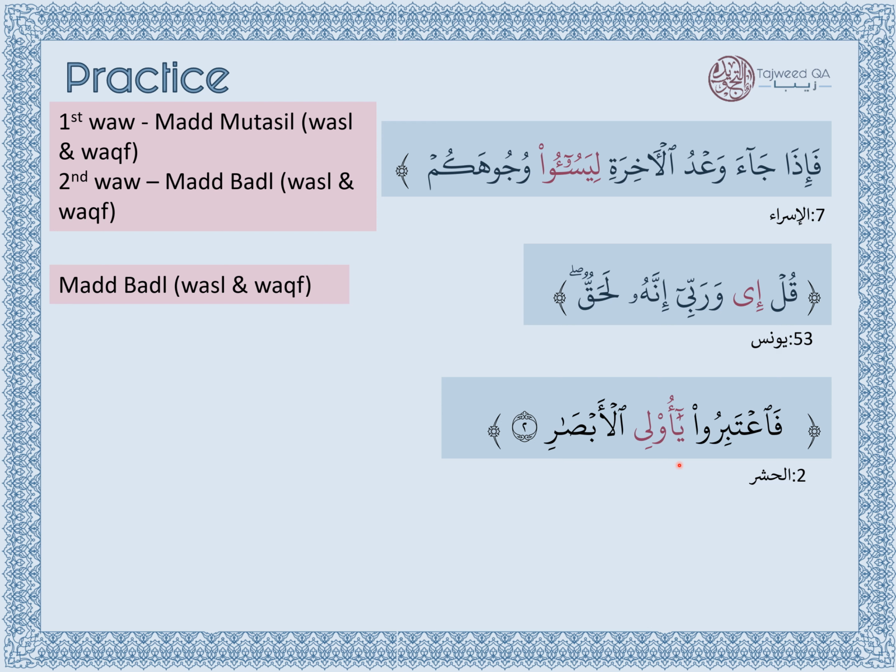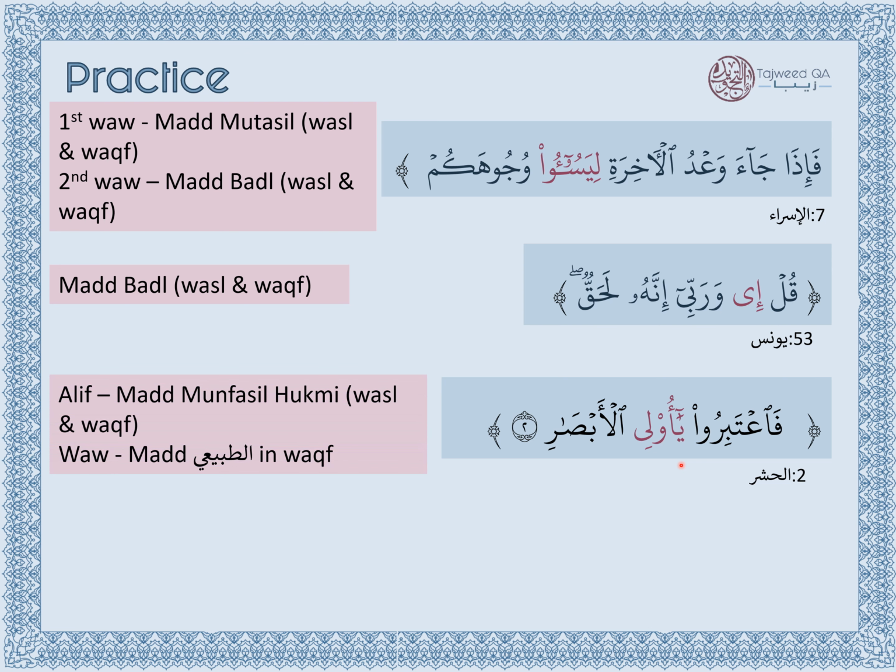Here we can see that the alif has a mad sign above it. So this is mad munfasil hukmi, 4 or 5 harakat in wasl and waqaf. And in stopping, we will stop with mad tabi'i, and in continuation, we will drop the mad due to the meeting of 2 sukoons. Ya ulil abasar. And in stopping, ya uli.